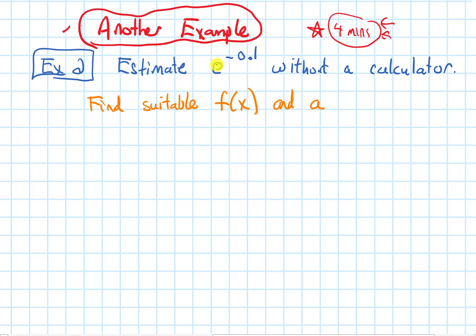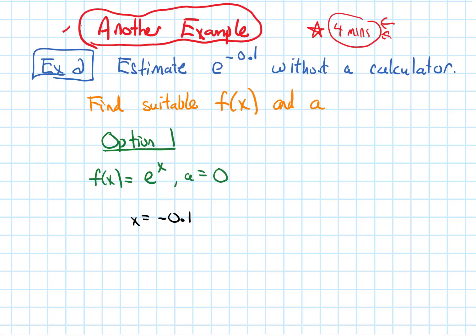For this value, e to the negative 0.1, I can think of two natural options for what to let our function be and what to let a be. One is, I could let my function be e to the x. Then the x value that we want to plug in is negative 0.1. So the value of a needs to be something close to that x value that I know how to plug in and what I will get out. I would say that a value is 0, because I know how to do e to the 0. That's just 1.